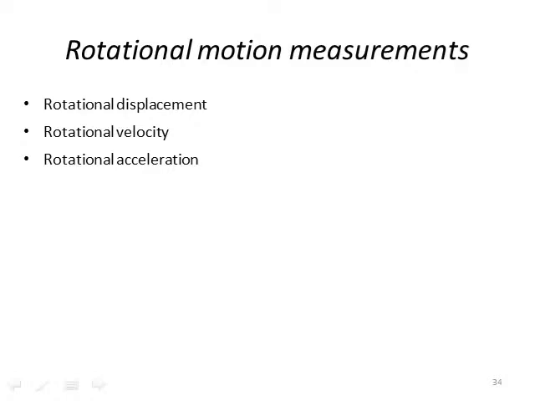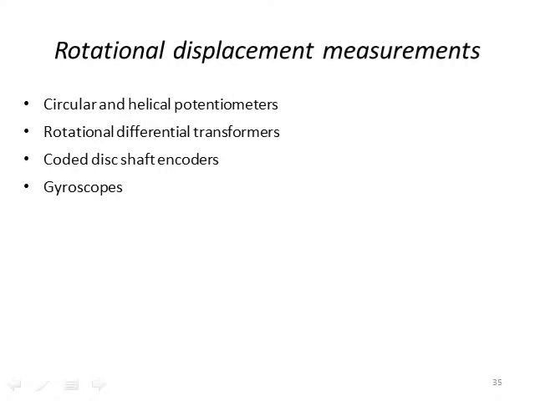Okay, so let's talk a little bit about rotational motion measurements: rotational displacement, velocity, and acceleration. Now, for rotational displacement measurements, we can use circular or helical potentiometers. These are very similar to the linear potentiometers, but the coils are wrapped in helical configurations to be able to detect these radial motions. We can use a rotational differential transformer, coded disc shaft encoders, and gyroscopes.